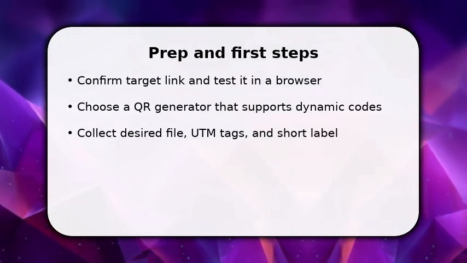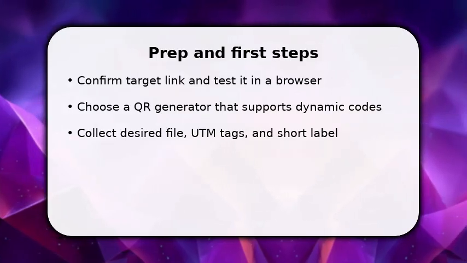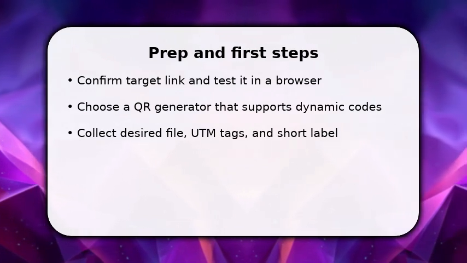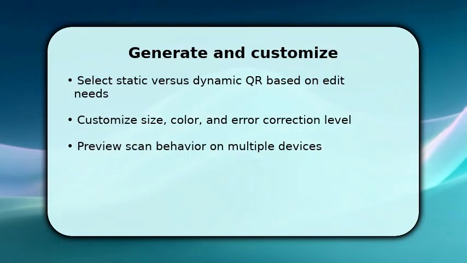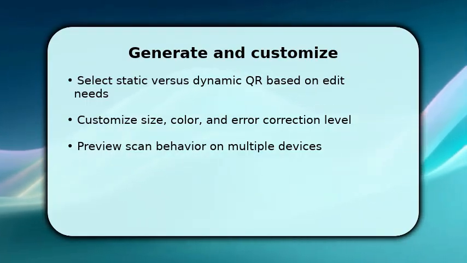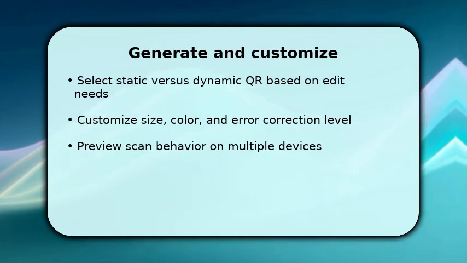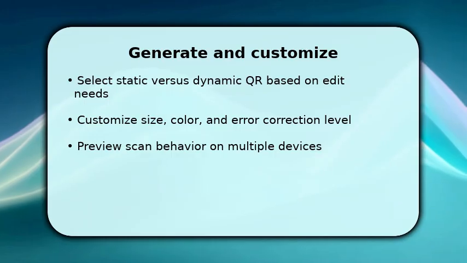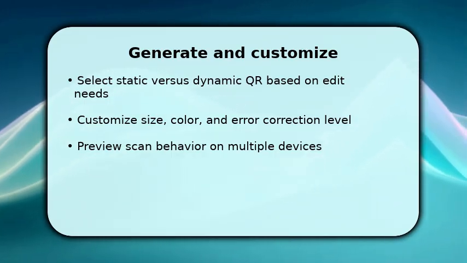Then create a new QR project and paste the verified link into the generator's URL field to begin the conversion process. Now you choose static if it never changes, or dynamic if you want to swap URLs later. That choice matters for flexibility. Then customize appearance, size, color, logo placement, and error correction level to balance aesthetics and scannability.